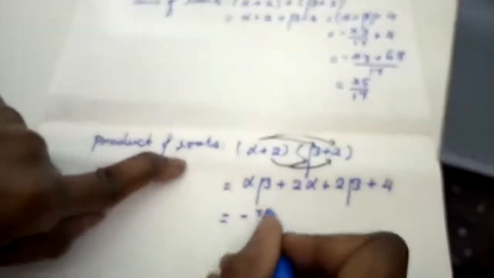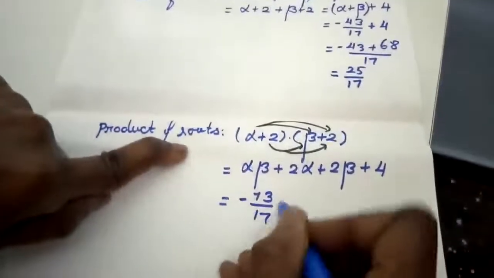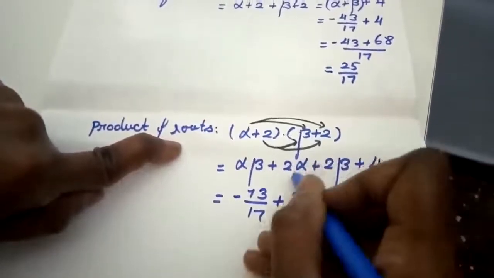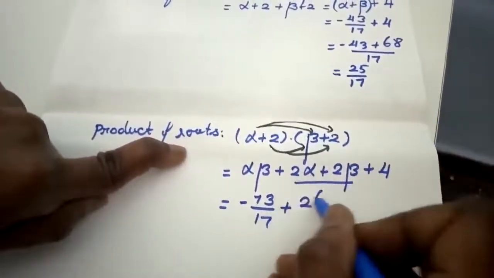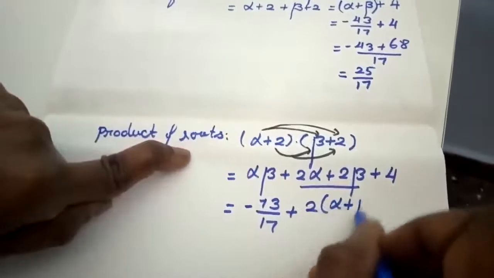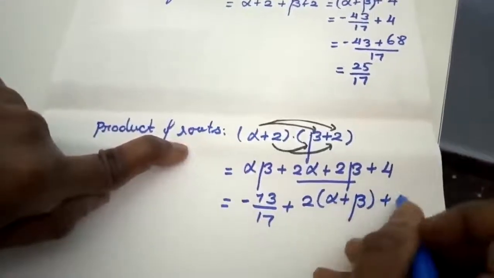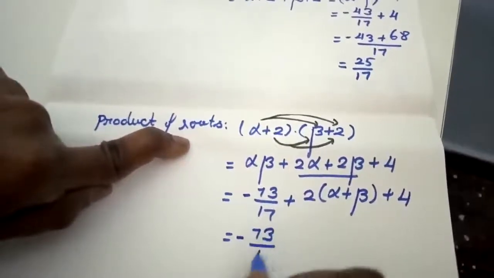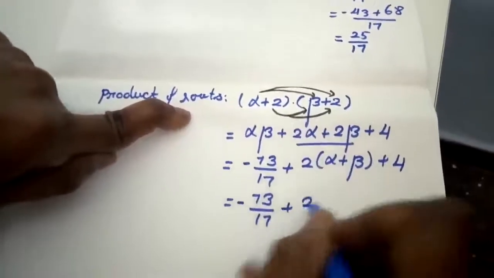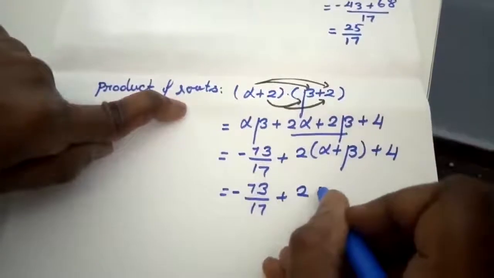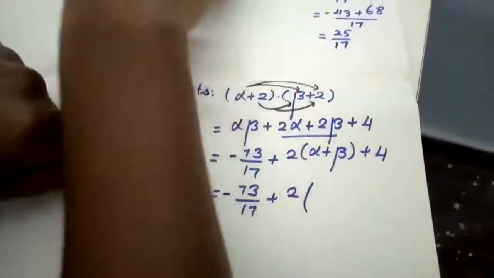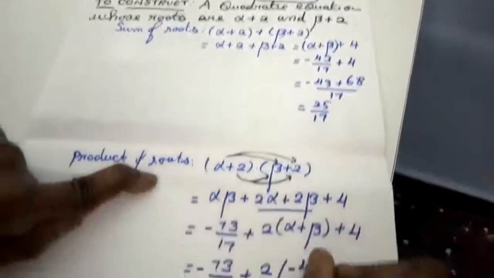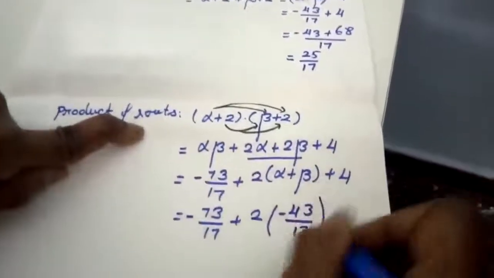That is minus 73 by 17 plus, let me take 2 outside here. If I take 2 common outside, it means alpha plus beta, plus 4. Minus 73 by 17 plus 2. Alpha into beta, what is the value I have here, students? That is minus 43 by 17. Minus 43 by 17 plus 4.